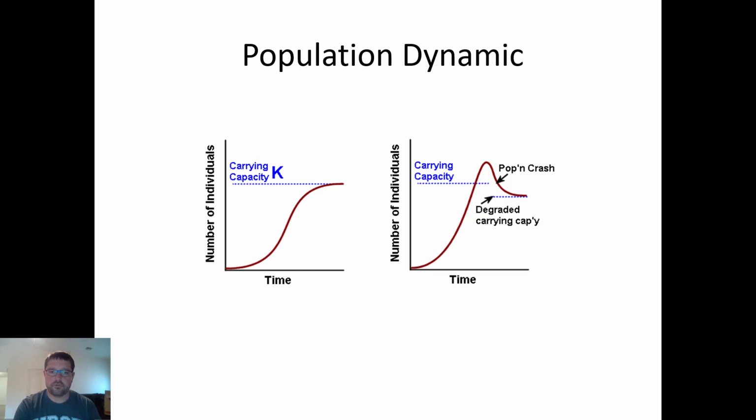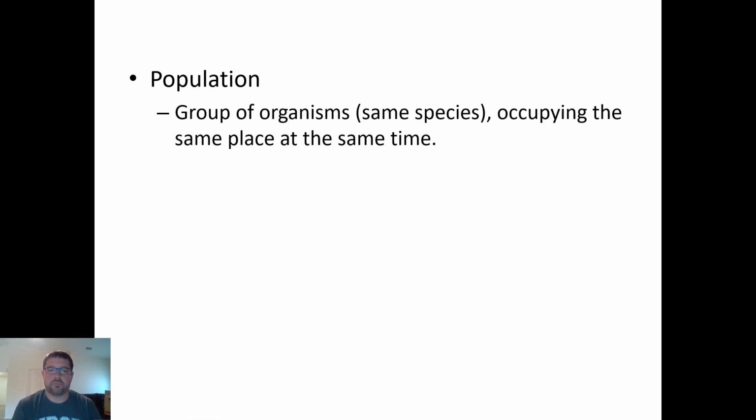All right, so first, let's dive into a little bit of definitions. What is a population? A population is a group of organisms, has to be the same species, occupying the same place, same time, and have the opportunity to reproduce. Often that have the opportunity to reproduce is added in for fish and wildlife managers because they're interested in that piece. A population in general doesn't have to reproduce with itself.